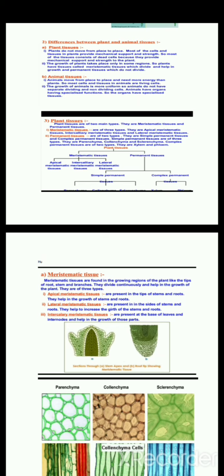Okay. After that, these permanent tissues are of three types: parenchyma, sclerenchyma, and collenchyma. So we are going to talk about them in the next session.